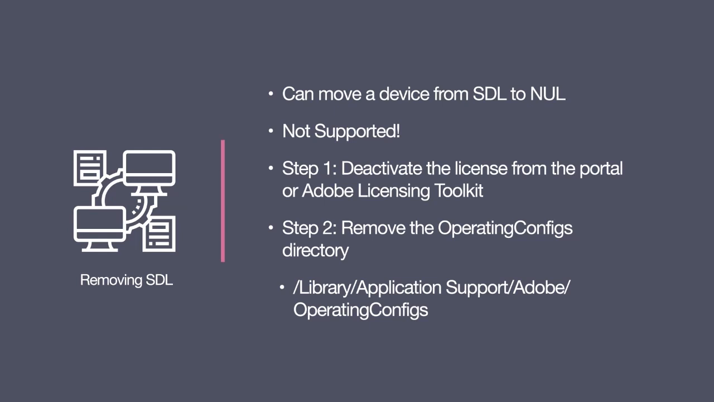Instead, what you must do, step 1, you do have to click that button in the portal, the deactivate button, or you can deactivate the license locally using the Adobe Licensing Toolkit. You can find that in your admin console under tools. The second step you need to do after that is to remove the operating configs directory found at Library, Application Support, Adobe, OperatingConfigs. Once you've done both those steps, give that Mac a restart, and the next time you launch an Adobe title, the SDL will be removed and the device will need an Adobe ID with some sort of named user license attached in order to use the apps.